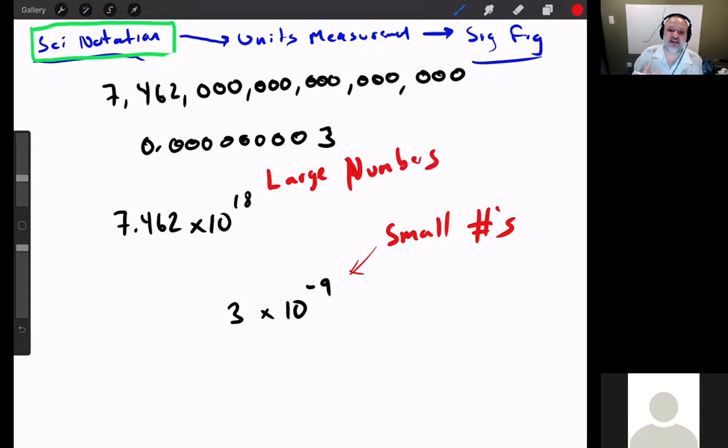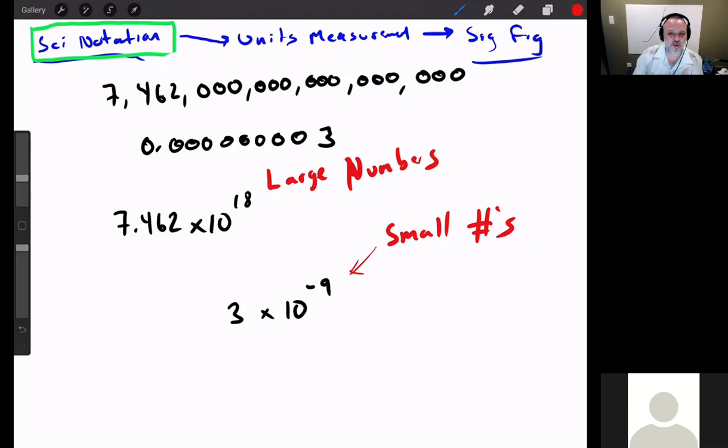And so this makes an implication, right? What you want to be able to do is convert big numbers to scientific notation and convert small numbers to scientific notation. But you also want to be able to understand what those numbers mean. So in order to test that, we're going to have you take scientific numbers and convert them into their regular notation. You need to be able to go both ways.